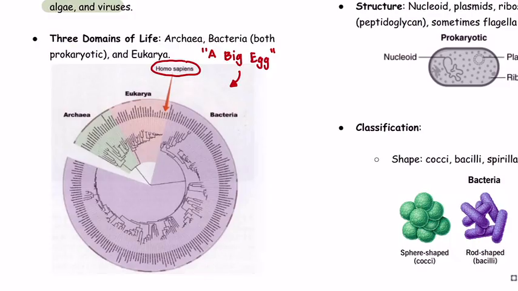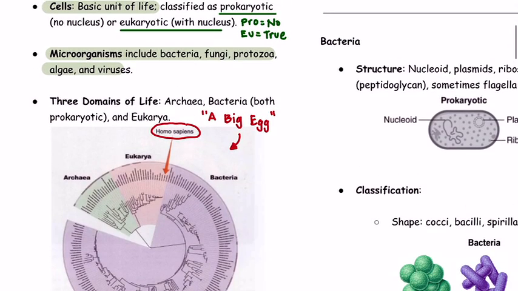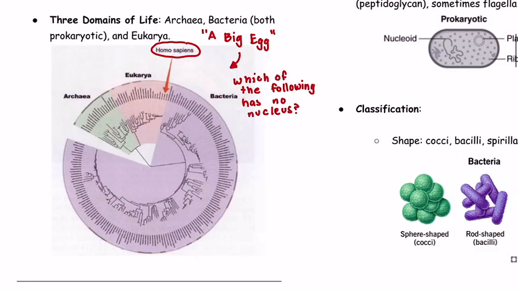So common traps on the BACE. Don't mix up prokaryote versus eukaryote. Look out for questions like, which of the following has no nucleus? And another trap is there are no viruses on this domains of life.